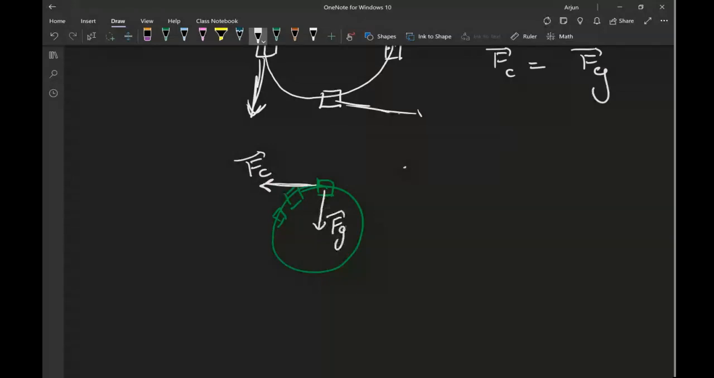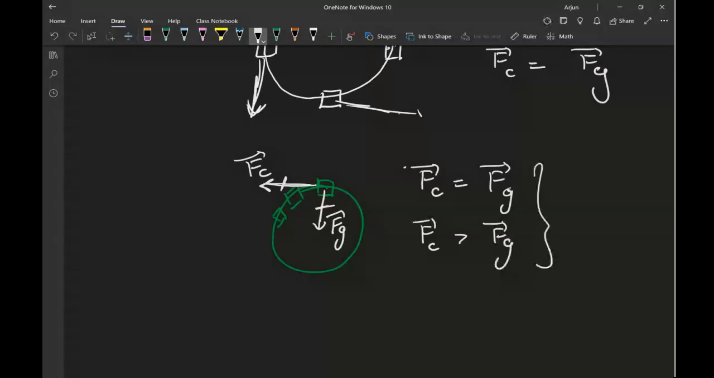That is Fg, gravitational force. As long as Fc is equal to Fg, or Fc is greater than Fg, the car will stay on its path. Or shall I say, no, Fg is greater than Fc. As long as this is happening, the car will stay on its path. If the Fg value reduces, then Fc, if this value is greater than Fg, then the car will skid away. That's how I used to think about it.